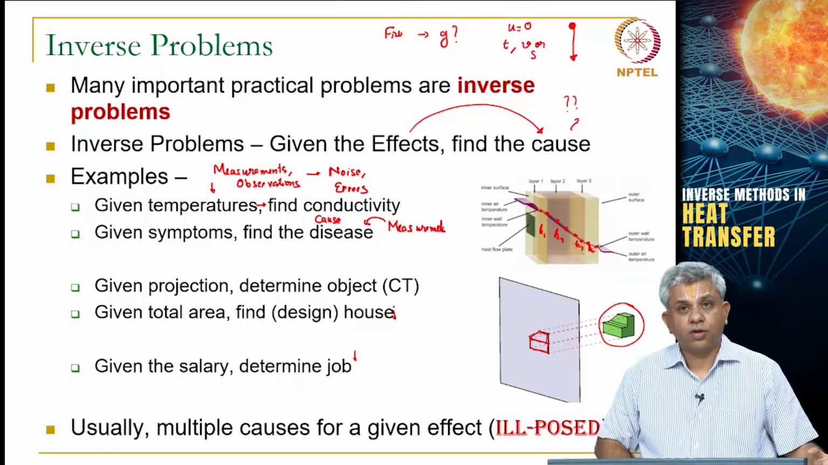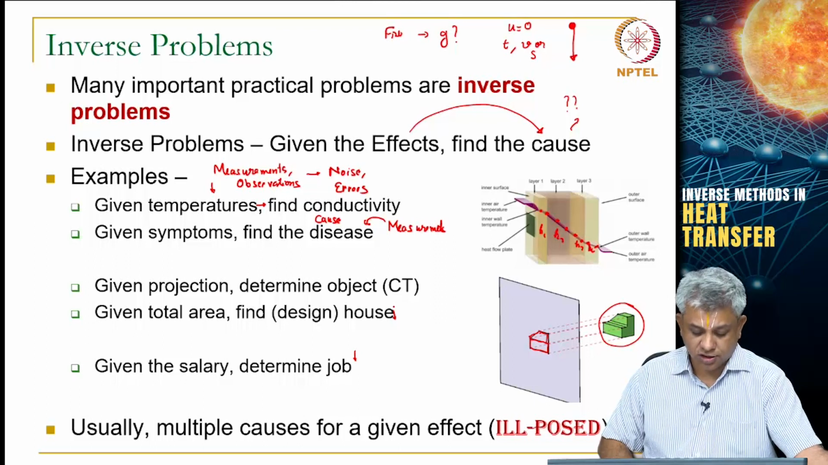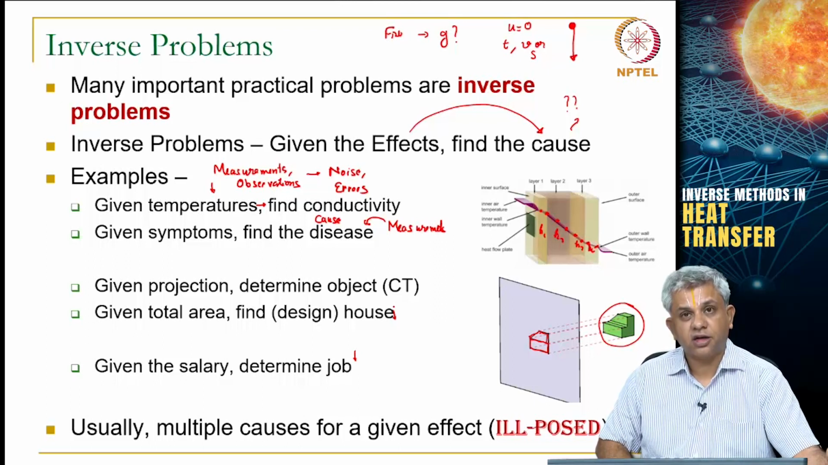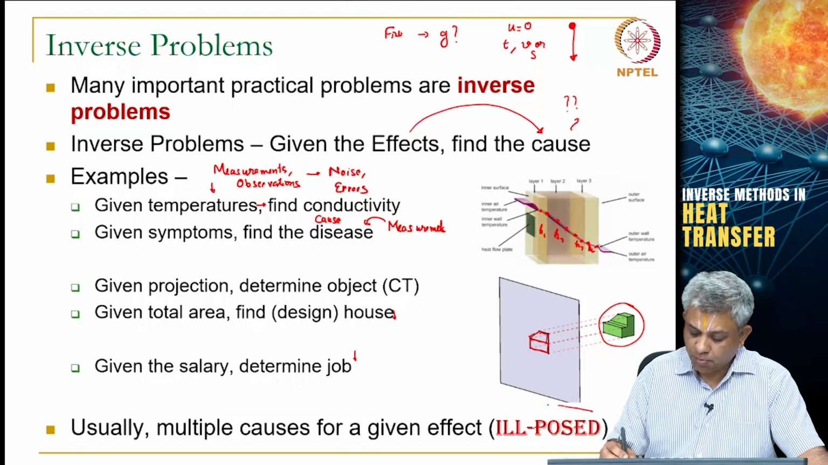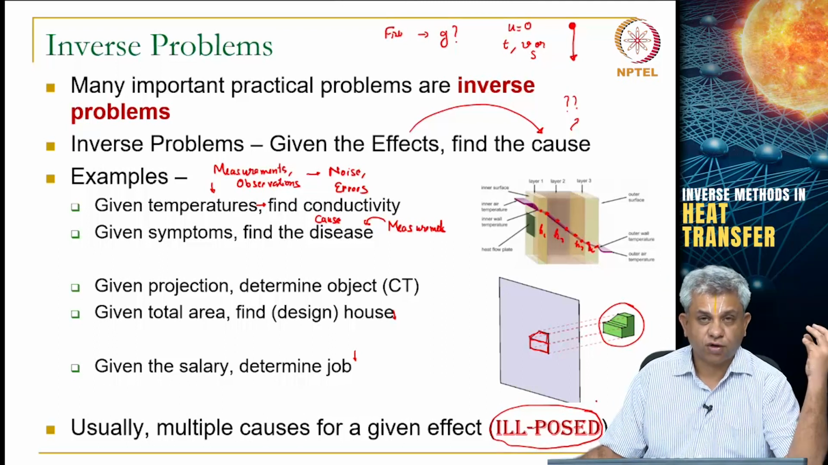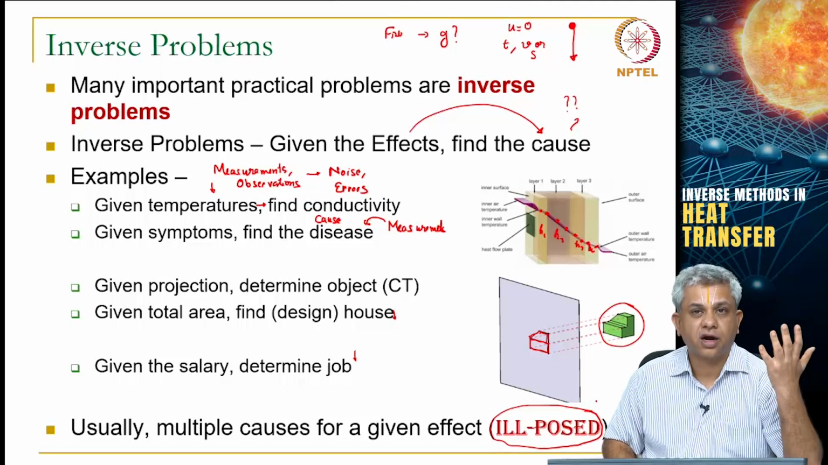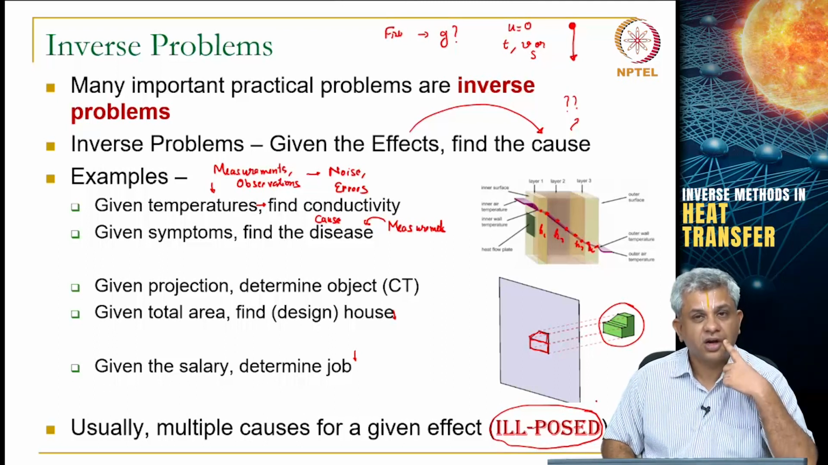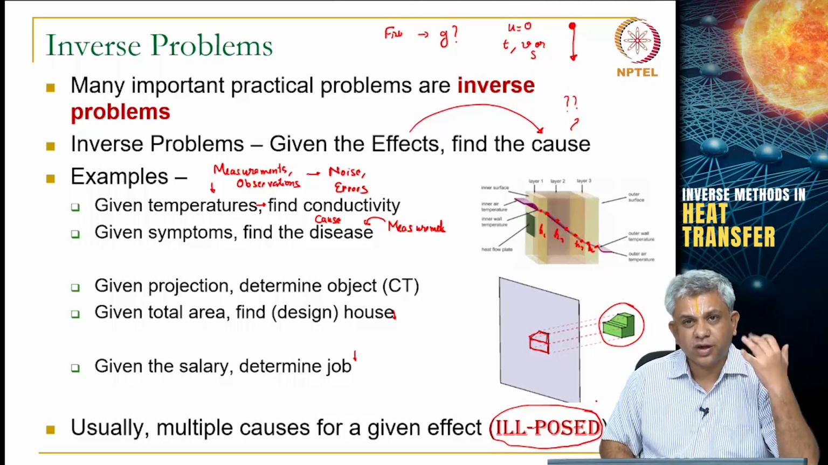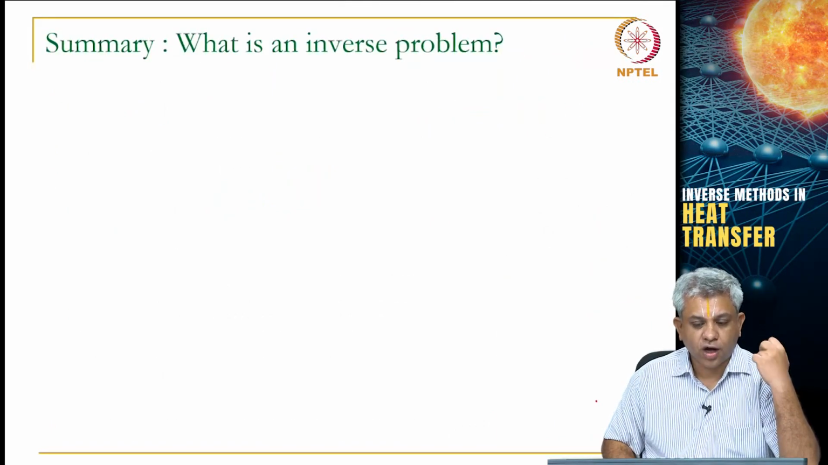So what is characteristic of inverse problems is there could be multiple causes that correspond to a given effect. So these problems are known as ill-posed problems. Remember, forward problems are well-posed, while ill-posed problems are what typically make inverse problems harder. Otherwise, inverse problems are just like forward problems, you just solve in the opposite direction. But if an inverse problem is ill-posed, it makes the solution a little bit difficult. So just to summarize, what is an inverse problem?